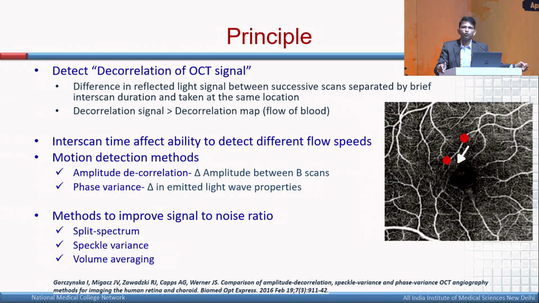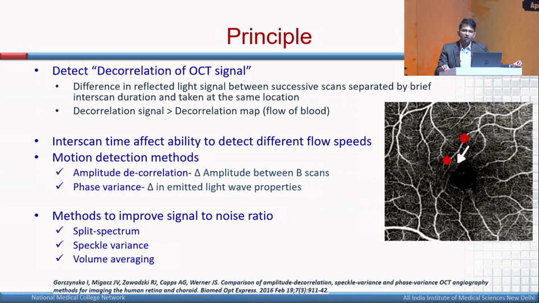So that's why most of the machines do not allow you to change the interscan time, and they have a preset interscan time that allows minimum artifacts and maximum flow that could be captured. Now, there are two parameters that could be detected by the detector. One is the amplitude decorrelation, that is the amplitude difference in the light that is coming from the two successive B scan images at a single place, or it could be the phase difference. So it could be either amplitude difference or phase difference that is captured by the machine.